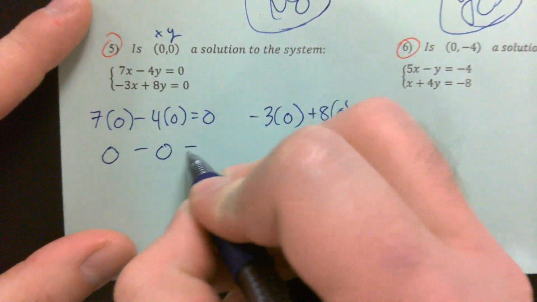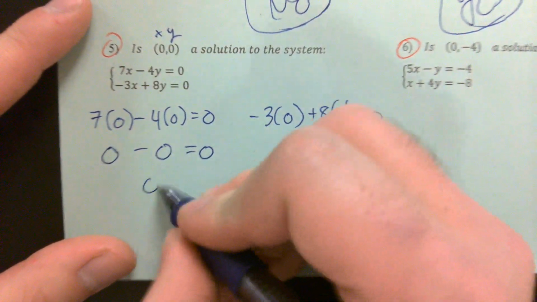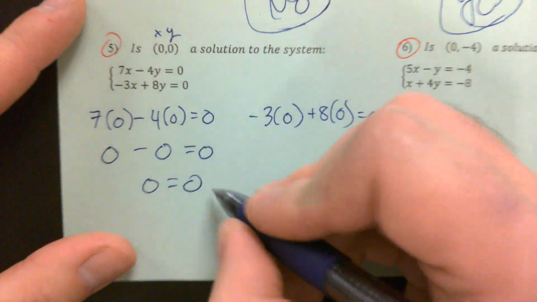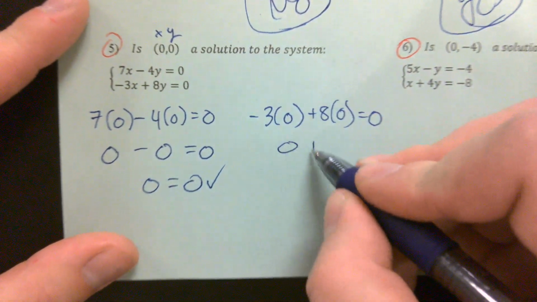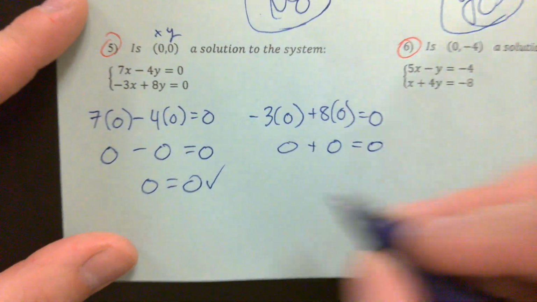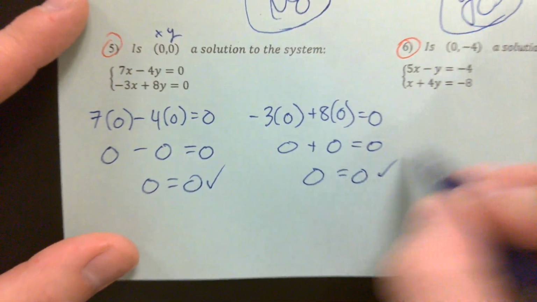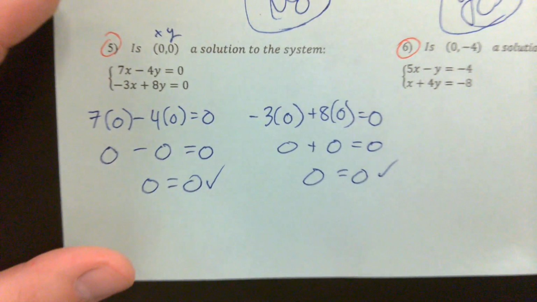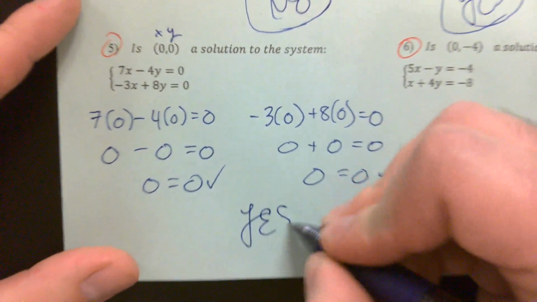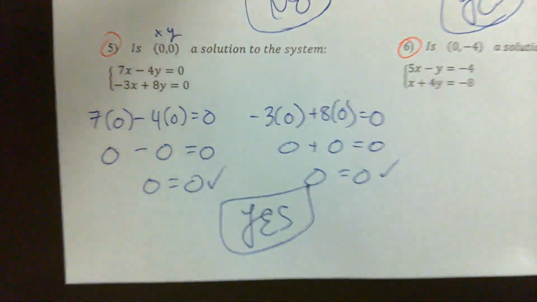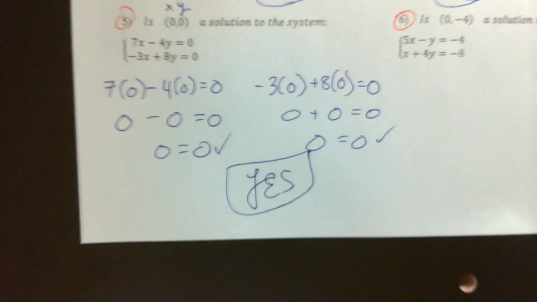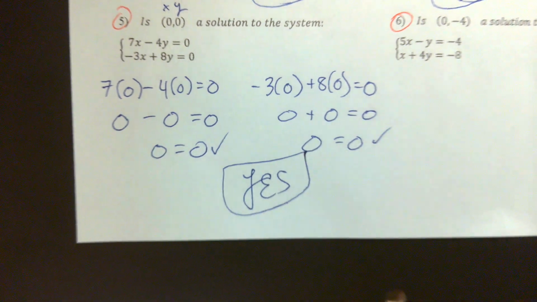We get 0 minus 0 equals 0, which is 0 equals 0. That's true. And 0 plus 0 equals 0. That's also 0 equals 0. And that's true as well. Look at all those zeros. Hopefully you got yes for number 5. Anyone get yes for number 5? Good.